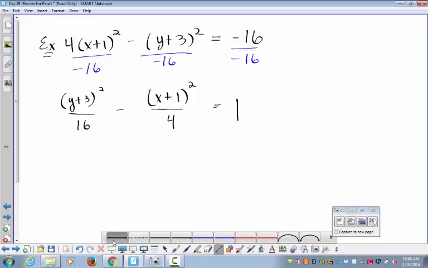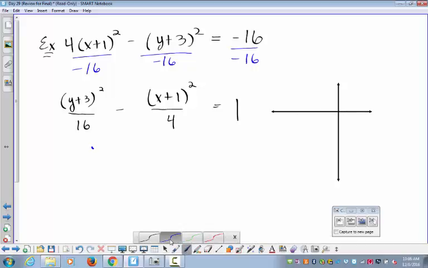So when we go to graph this, what's our center going to be for this one? The center is going to be -1, -3. So always make sure you look at the x's for the h and the y's for the k. -1, -3. There's our center right there. And then from the center, how far up and down do we go? 4 up and 4 down.